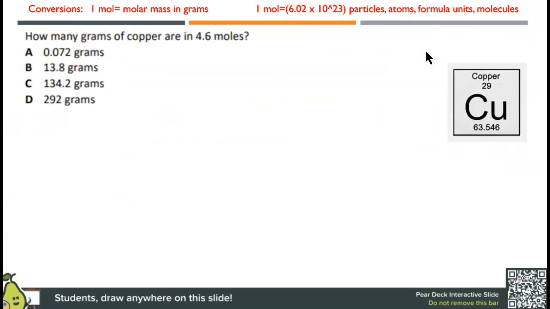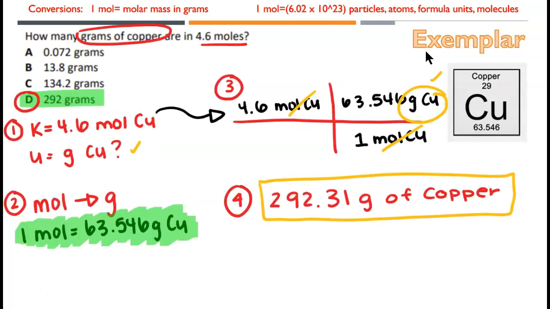All right, so how many grams of copper are in 4.6 moles? So starting off with your given is 4.6. You want to go to grams, so you can actually go backwards. We're starting off with moles, but we're going to go to grams. So moles to grams, you have 4.6 moles. Diagonally, moles is there, so they have a 1. And then right here should be grams.